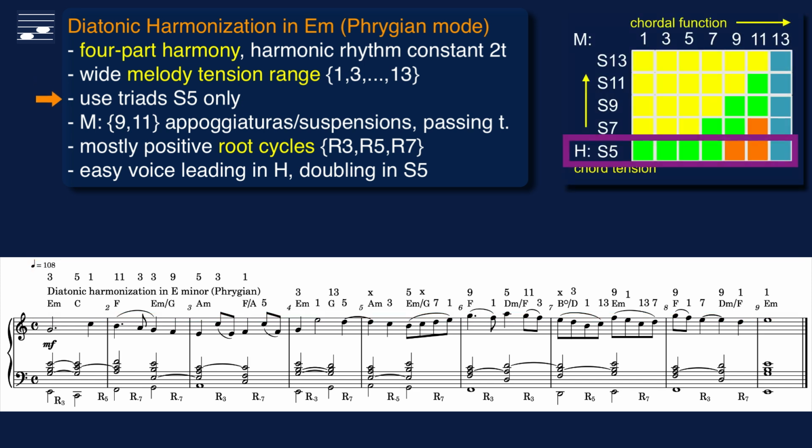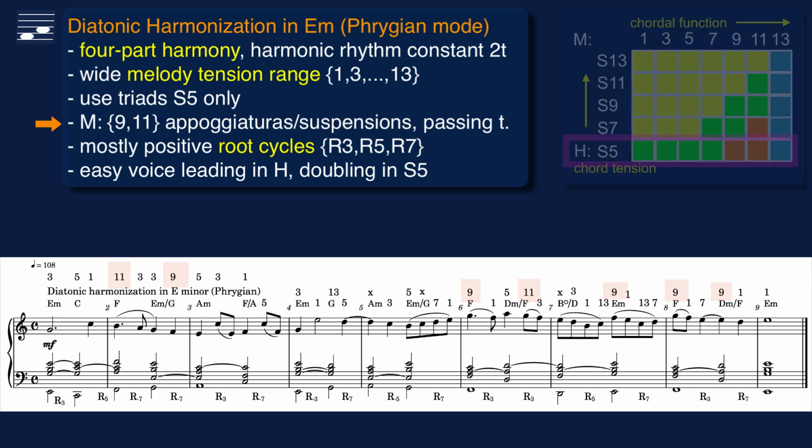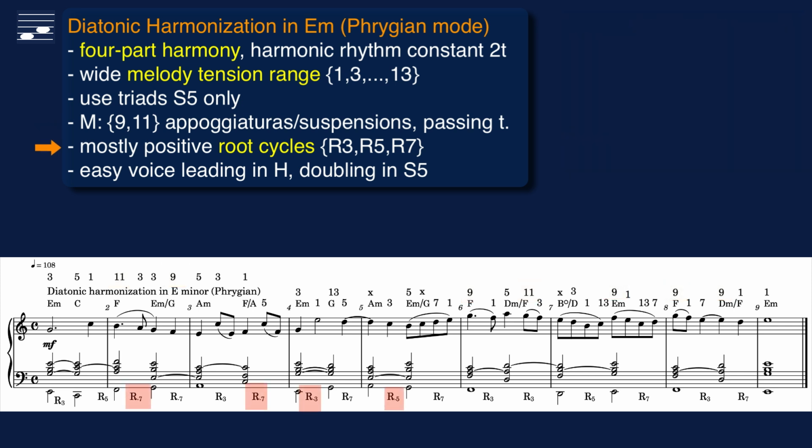Since I used diatonic triads only for the harmonization, this means that chordal functions 9 and 11 must be considered appoggiaturas, suspensions or passing tones. I deliberately chose to have simple triads for support. There are 4 negative diatonic root cycles, the others are positive.